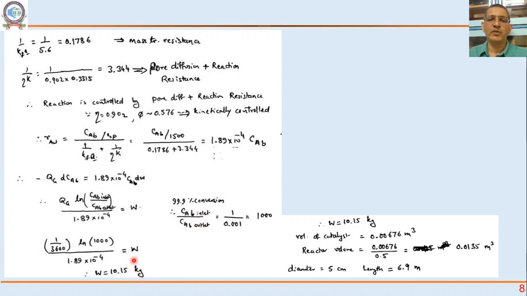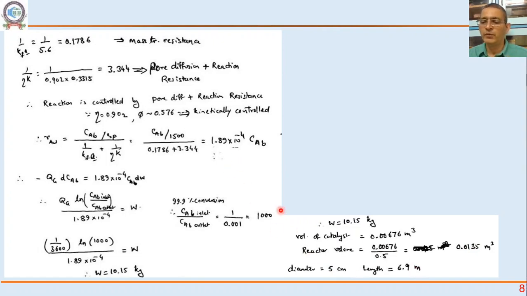W is 10.1 kilograms of catalyst. What is the volume of catalyst? 10.1 kilograms would be 0.0067 meter cube. The catalyst is packed inside this reactor tube, so voidage comes into the picture. So the reactor volume would be 0.00676 divided by 0.5. That's 0.0135 meters cube. So if the diameter is 5 centimeter, the length would be 6.9 meters.